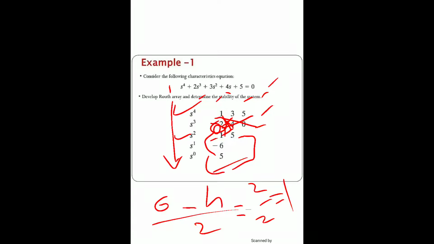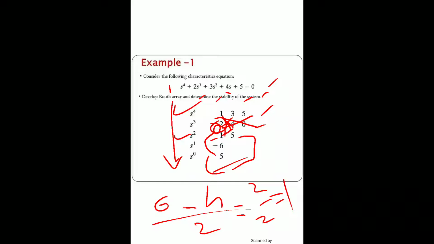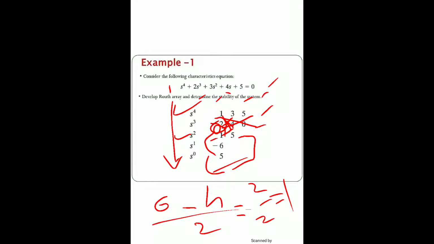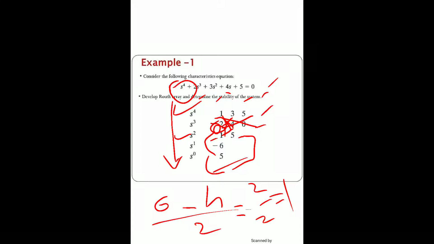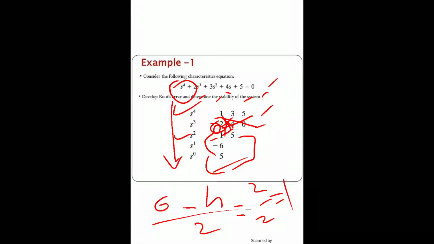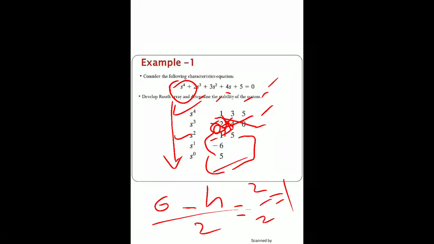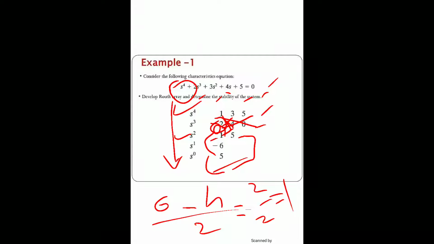So the system is again unstable due to two poles in the right half, and the total number of poles is 4 because the highest degree is 4. Out of the total 4 roots, 2 poles are in the right half because the number of sign changes is 2. So the remaining 2 are in the left half of the S plane. So look at the next example.